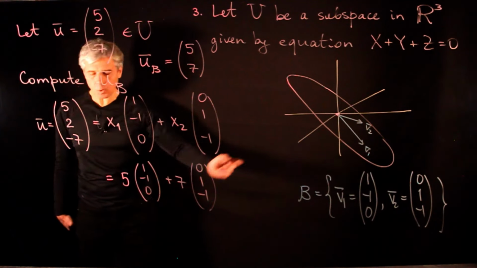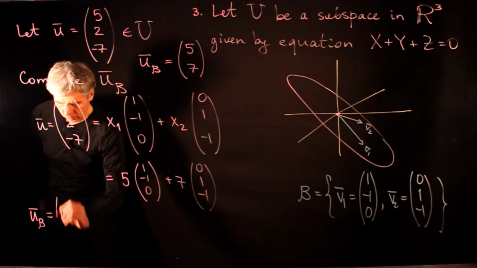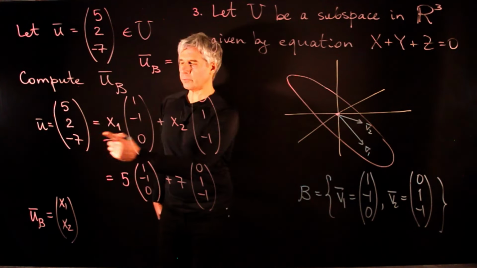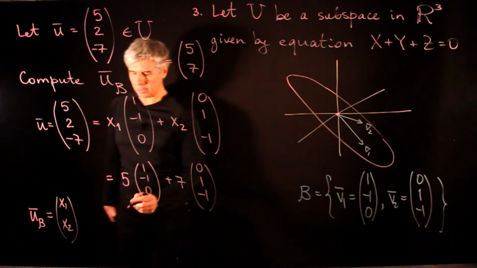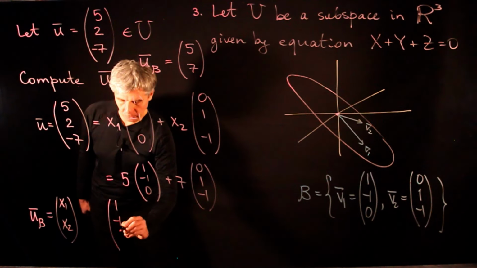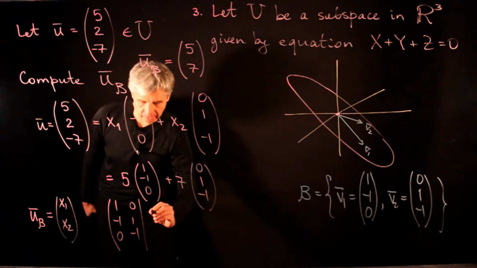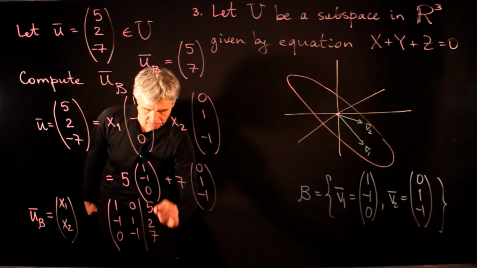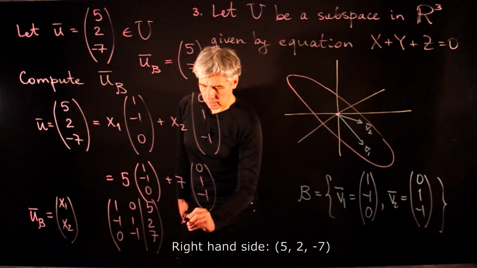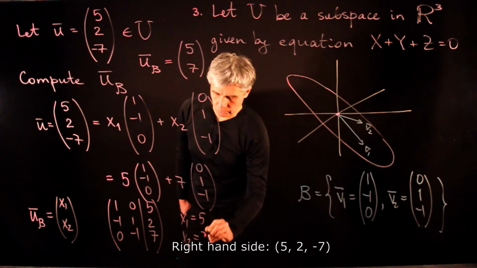If we had a more complicated basis, then in order to find the coordinate vector U_B, which is x1 and x2, what we need to do is solve this vector equation. And this is equivalent to solving the following system of linear equations. So 1, -1, 0, 0, 1, -1, and with the right-hand side vector 5, 2, -7. If we solve the system of linear equations with this augmented matrix, then we're going to get a unique solution. x1 is equal to 5 and x2 is equal to 7.